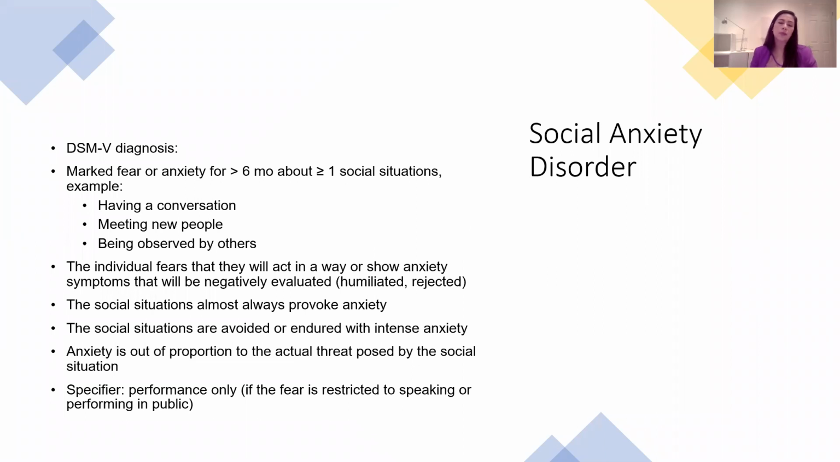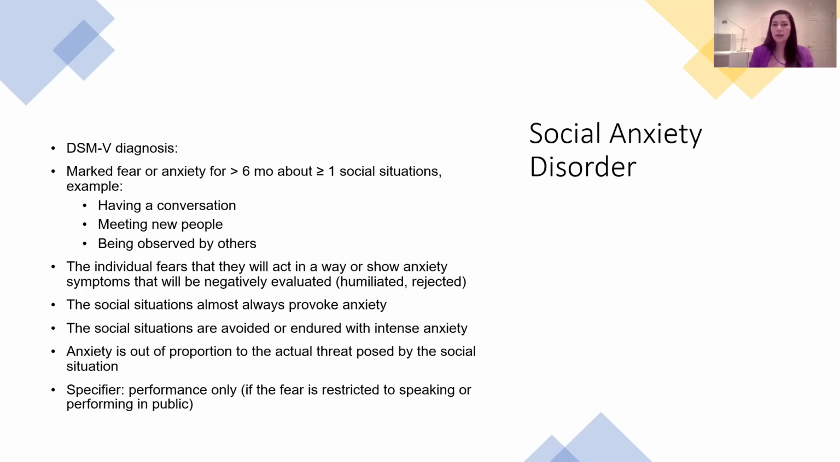So the diagnosis of social anxiety disorder involves having a marked fear or anxiety for over 6 months about one or more of the following three social situations, such as having a conversation, meeting new people, being observed by others. And the individual fears that they will act in a way or show anxiety symptoms that will be negatively evaluated.